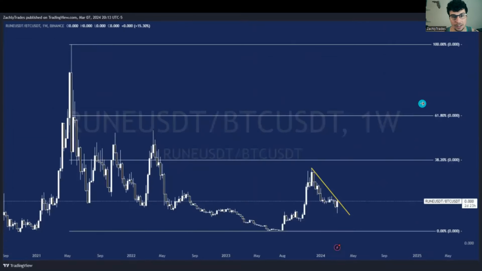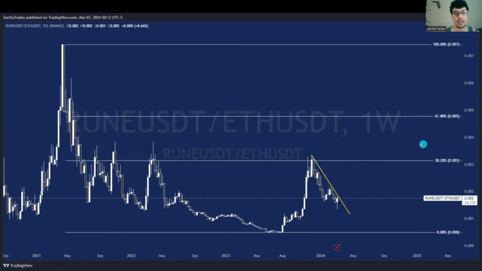And when you take a look on a relative basis, for relative strength, you look at the RUNE Bitcoin ratio chart, it appears like it's getting ready to break out potentially. And same thing with the RUNE ETH ratio chart here. So we're going to dive into all of that and give a nice detailed analysis in today's video.